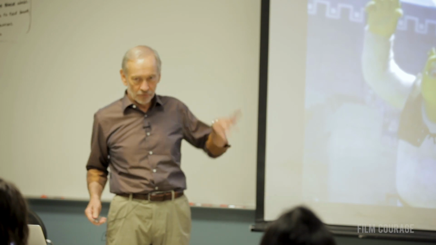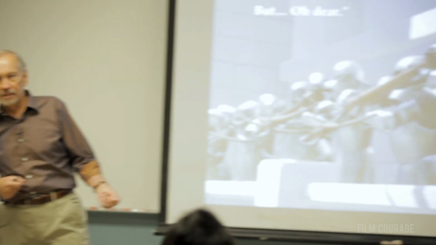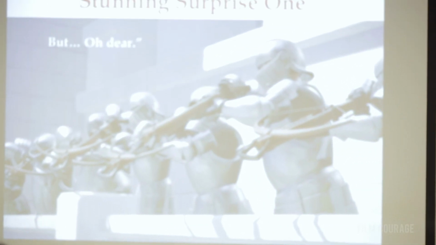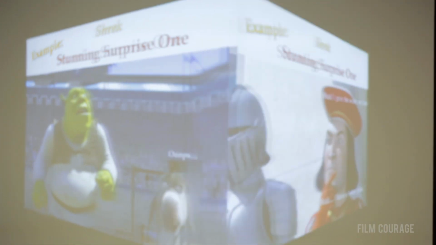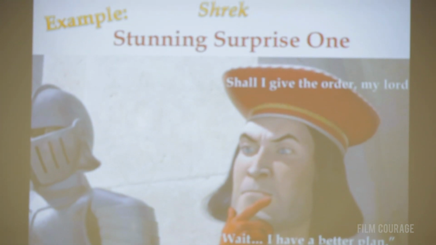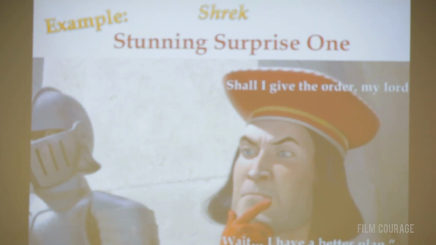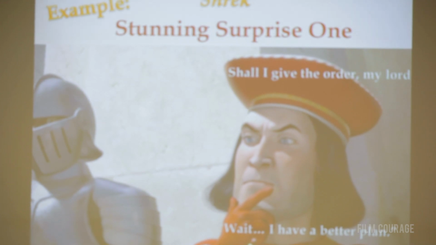Donkey's proud too. But then, suddenly, a reversal. A bunch of crossbows get cocked and pointed at them. That changes the situation. Oops. And then the captain of the guard says to Lord Farquaad, "Shall I give the order, sir?" Being the consummate politician that all schmucky authoritarians are, he says, "Wait, I got a better plan." And he gives the audience what they want.